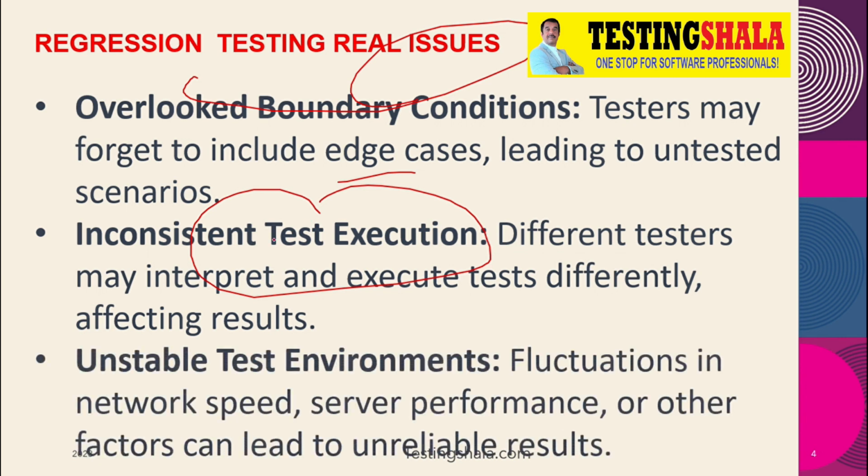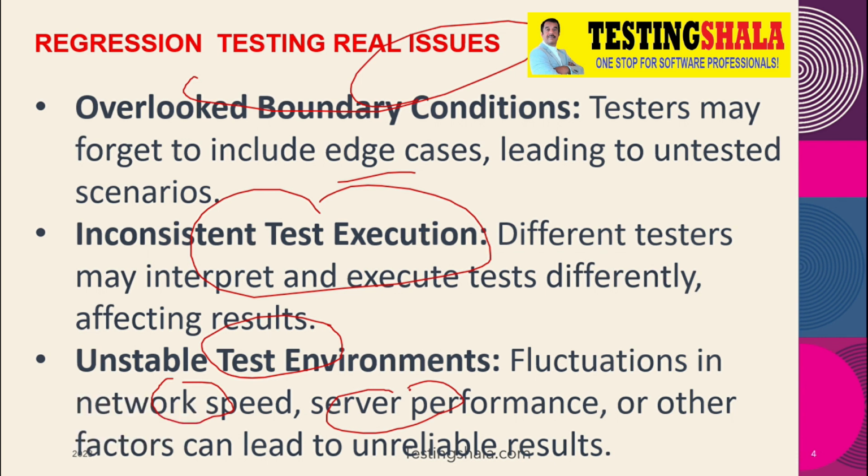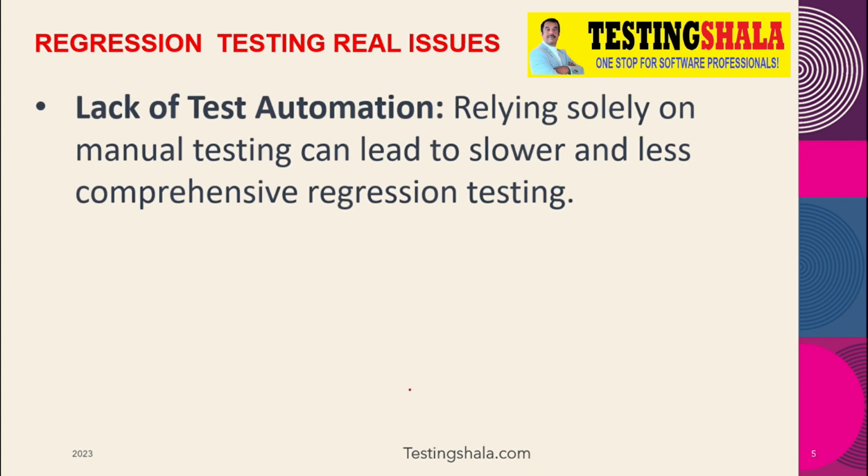And the next one is an unstable test environment. When we do not have the right kind of test environment, we should mimic the network speed similar to the production environment. Even server performance we should check to see whether it is appropriate. If we have not set up the network bandwidth, server, or other factors properly, we may get unreliable results as well. If our test environments are not stable enough, then we may get into issues in regression testing.